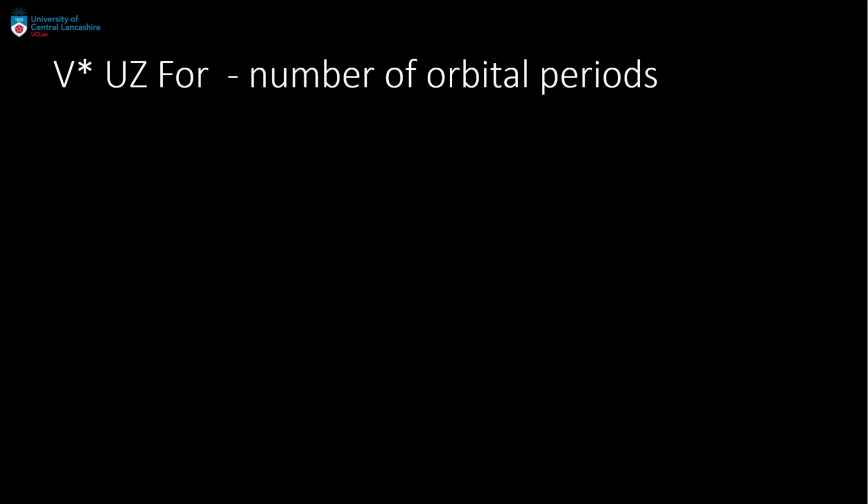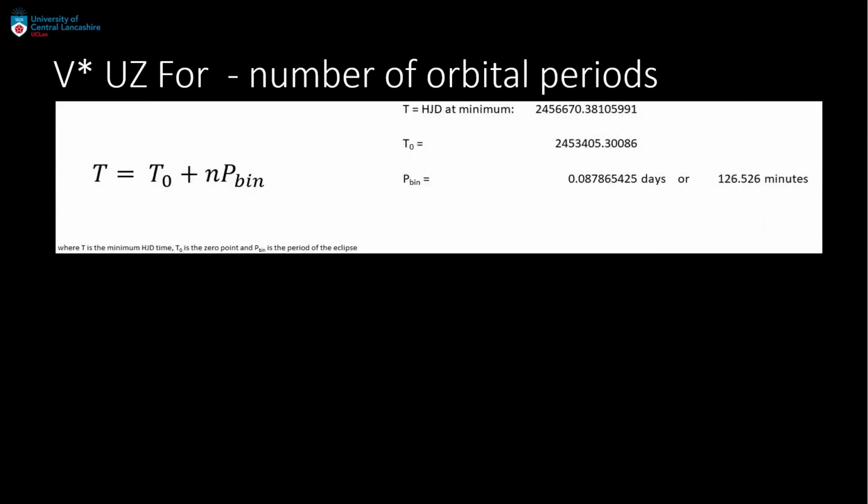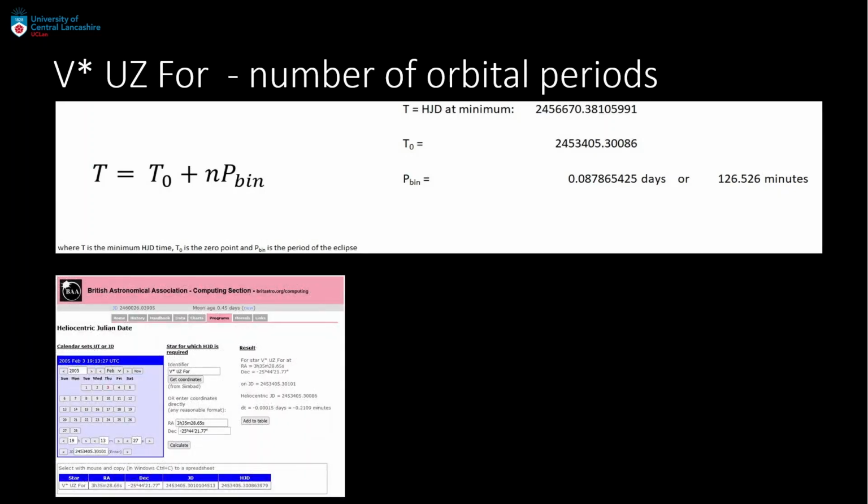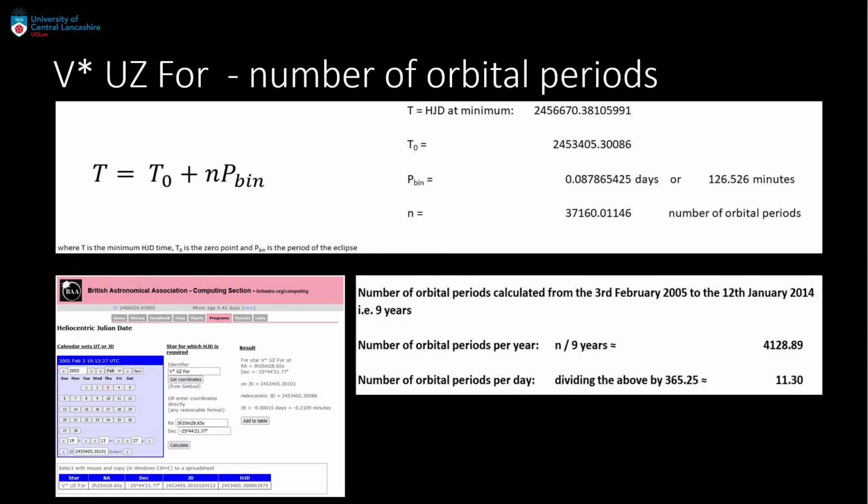Referring to the aforementioned paper by Stephen Potter, we can now assess the number of orbital periods that have elapsed since a known time t0, as shown in the slide. A brief examination on the British Astronomical Association's website yields a date of our zero point as the 3rd of February 2005. Therefore, the median point of our star's dip happened almost 9 years later than our zero point. We can use the equation shown to calculate the number n of orbital periods, yielding this result, which, divided by 9 years, means more than 4,000 orbital periods, or about 11 per day.